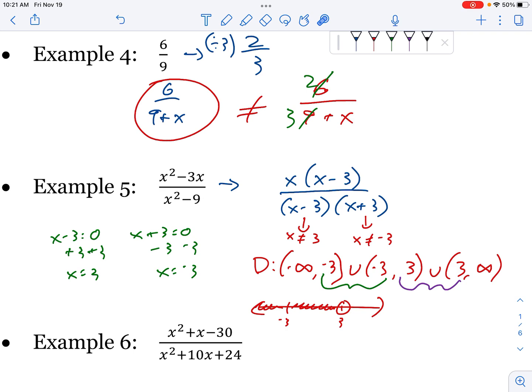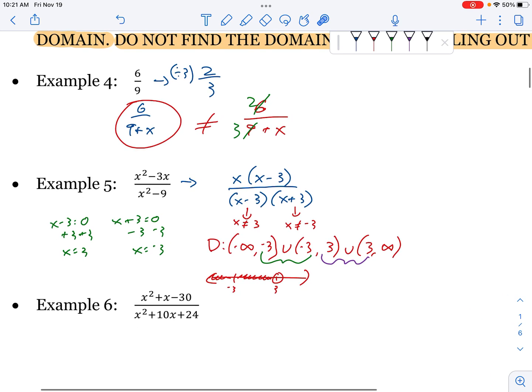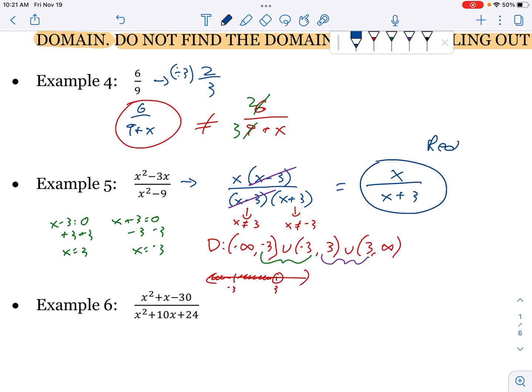Okay, so anyway, now we're continuing with our simplifying here. I have 2 of the same factors. I'm able to cancel them out, and I get x over x plus 3. This is my reduced form, but as I highlighted very importantly up here, my domain is based on what I have prior to me canceling.